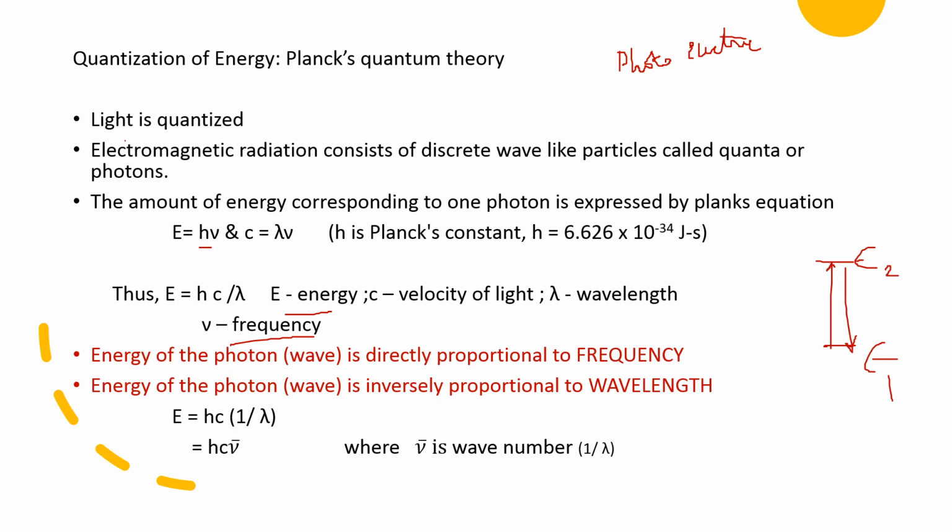C is equal to lambda into nu, that is nothing but wavelength into frequency. Velocity is equal to wavelength into frequency, and instead of nu we write c by lambda. Then the equation becomes E is equal to hc by lambda. So if you write E is equal to hc by lambda, or it may be considered as 1 by lambda, that is hc nu bar. From these equations, E is equal to hc by lambda and E is equal to hc nu bar, we can clearly see that energy is directly proportional to frequency and also wave number, and inversely proportional to wavelength.